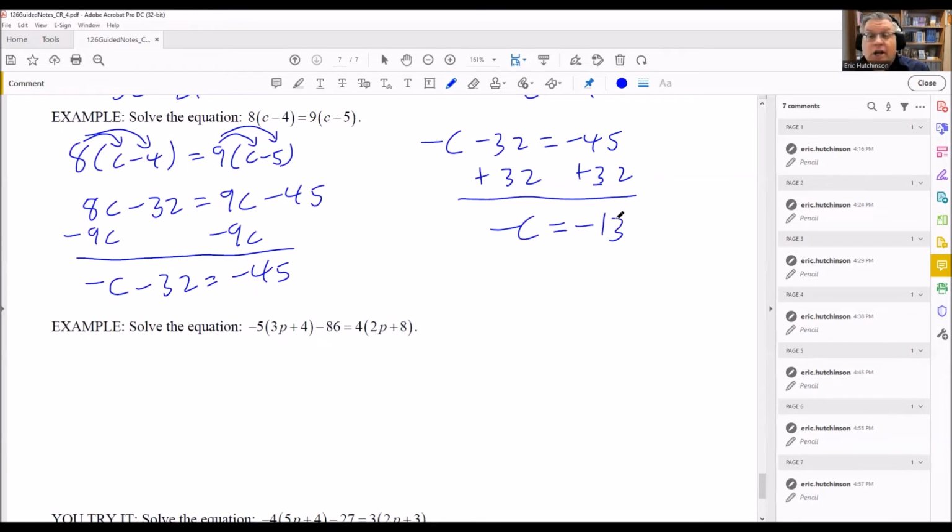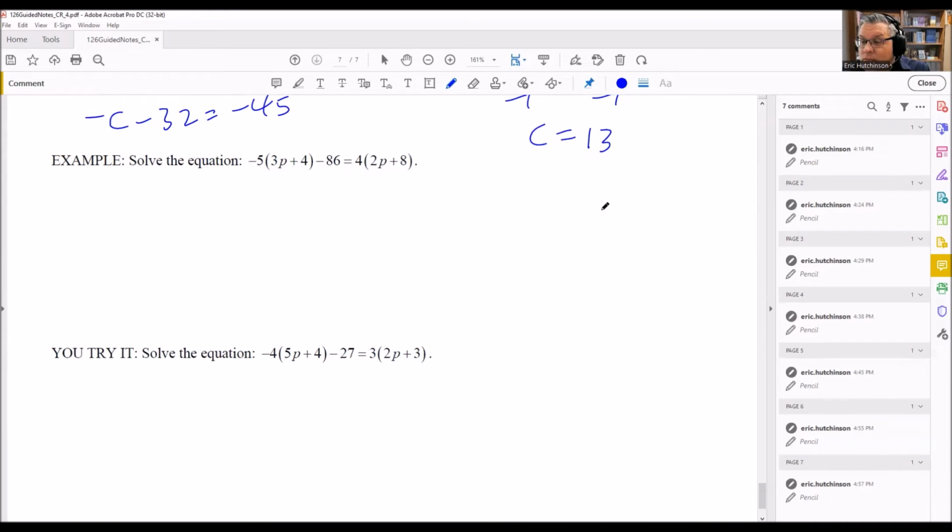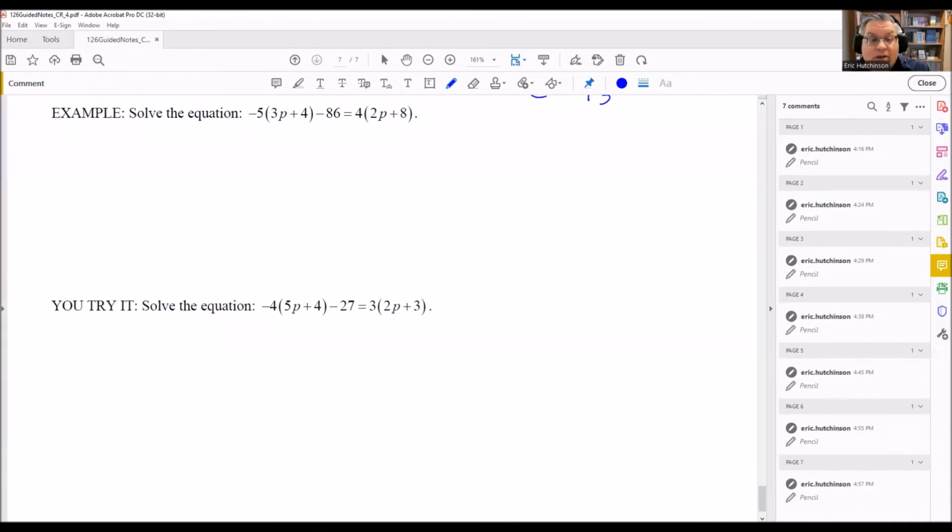So now we're not done yet because we want to get C. We have negative C. So I'm going to divide both sides by -1 because that's really the number we have in front of the C. So when you do that, you get C equals positive 13. So positive 13 is going to be your answer there. Next.